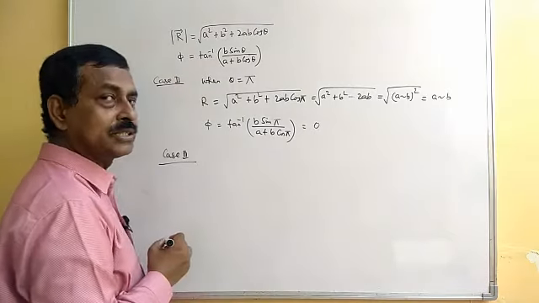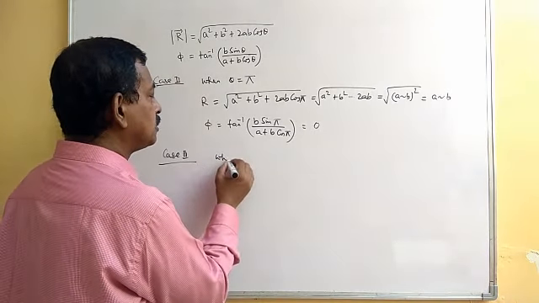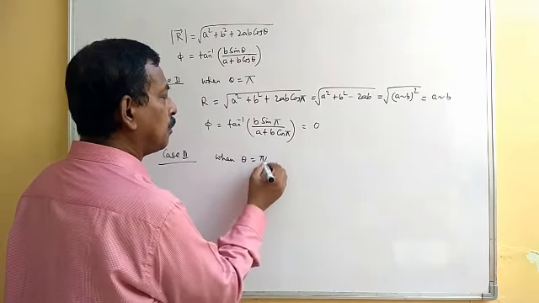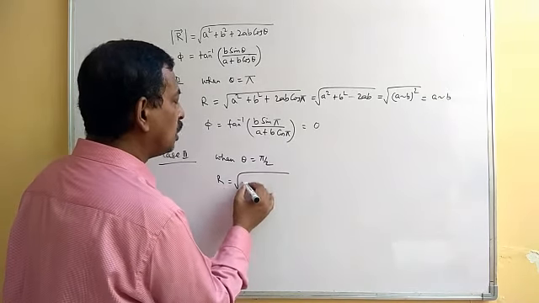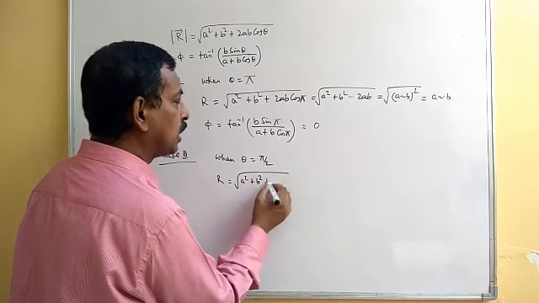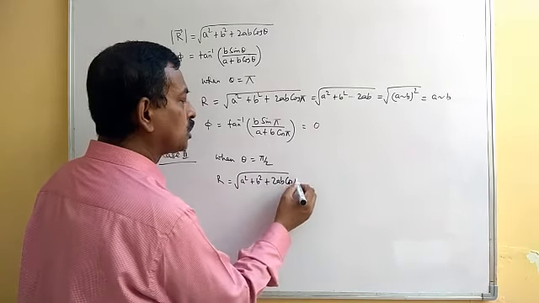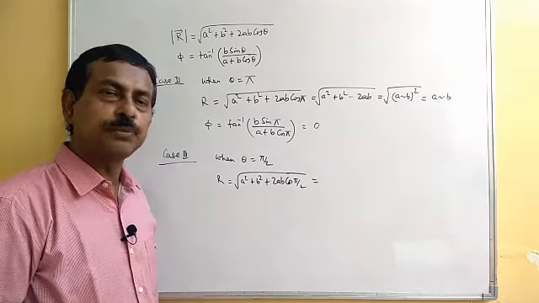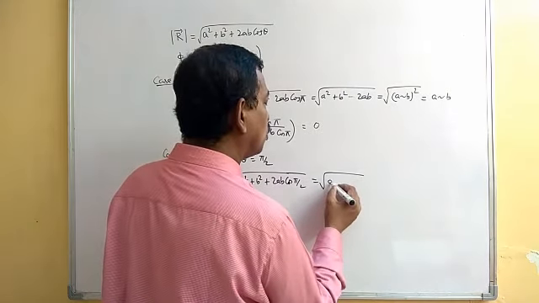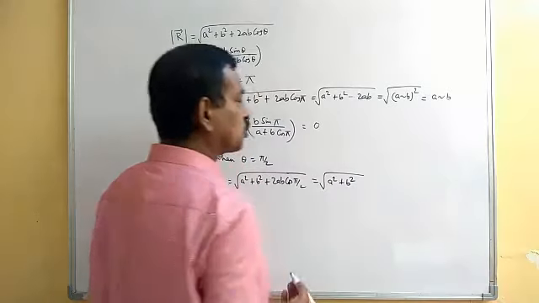Let's take case 3, when theta is pi by 2. If this is the case, then R will be the square root of A square plus B square plus 2AB cos pi by 2, and cos 90 is 0. So in that case, it is the square root of A square plus B square.